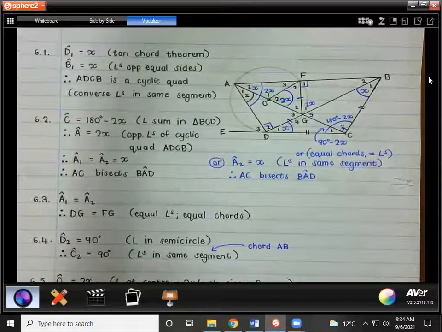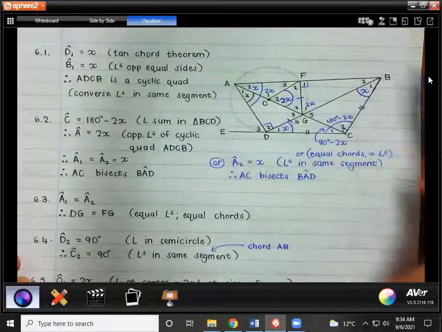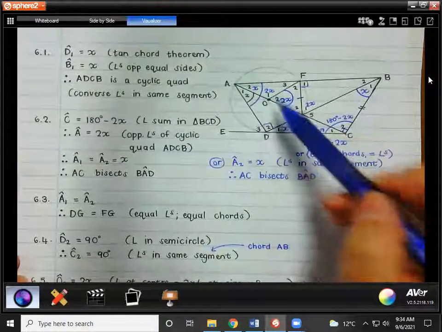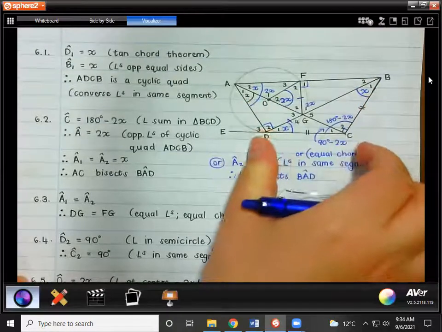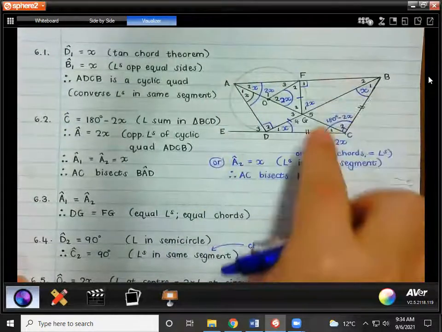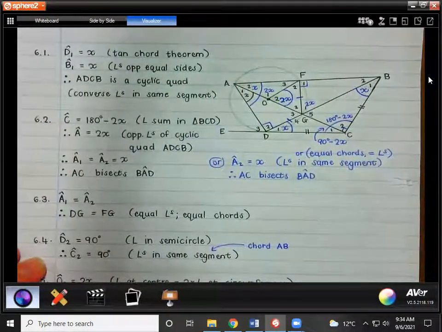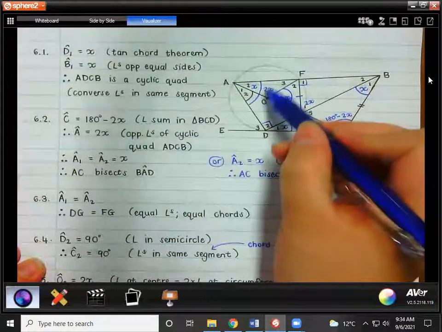Okay, so just to remind you, that was the picture for question 6. In 6.1 to 6.5, we had calculated various things, but what we had proved was that this whole shape is a cyclic quad. That was the very first question. We worked with converse angles in same segment, because that is x and that is x. We said that has to be a chord that's subtending equal angles at the circumference. So this whole shape is a cyclic quad. That was 6.1.